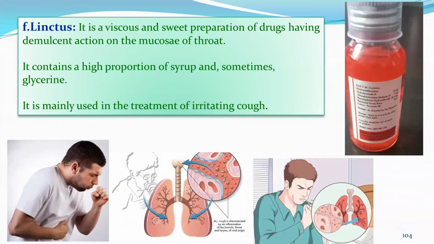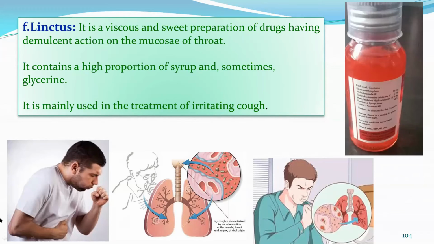And tinctures. It is a viscous and sweet preparation of the drugs having demulcent action. Demulcent means soothing action on the mucosa of the throat. Nowadays, whenever there is a change in the environment, you may be coughing. At that time, you will be given a mixture, or a linctus. Linctus contains a very high proportion of syrup and sometimes glycerin for the soothing effect on the throat. So especially it is used in irritating cough, meaning unproductive cough.